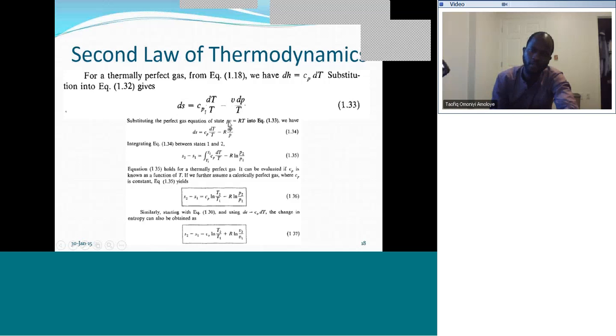That means at least we have all the variables separated and we can perform the integration from one state to another. To calculate the entropy change when the process has gone on, we integrate, and we have s2 minus s1, assuming s1 was the initial state and s2 the final state, equal to the integral of Cp dT over T minus R ln P2 over P1. We have not taken Cp out yet because we are still assuming a thermally perfect gas in which Cp is a function of temperature. So equation 1.35 holds for a thermally perfect gas.